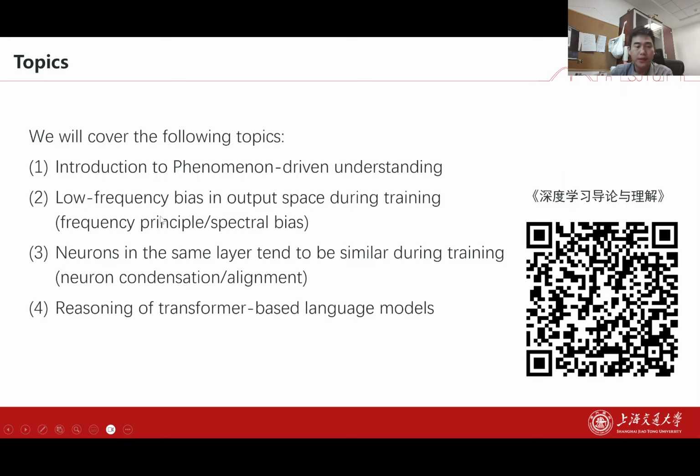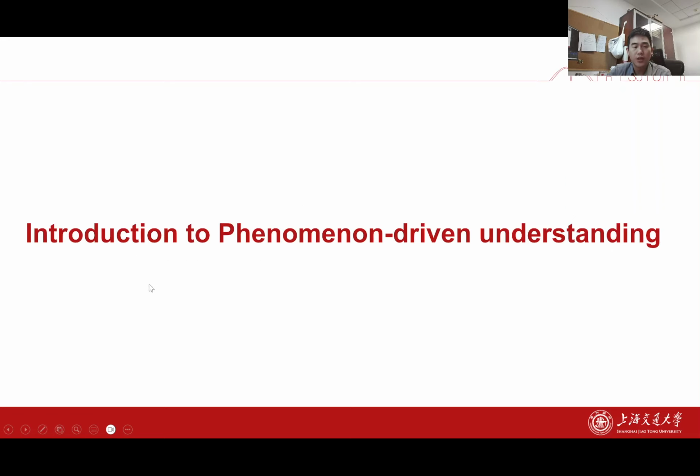or spectrum bias. Third, we will introduce that the neurons in the same layer tend to be similar during the training, which is called neuron condensation or neuron alignment. In the last part, we will give an introduction to the reasoning of transformer-based language models, which will also be based on neuron condensation. So this is the first part, and we will give an introduction to this phenomenon-driven understanding.